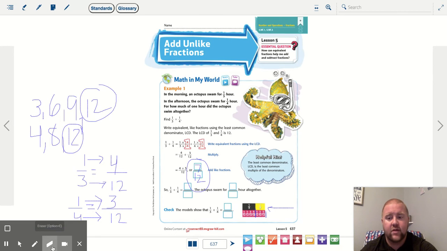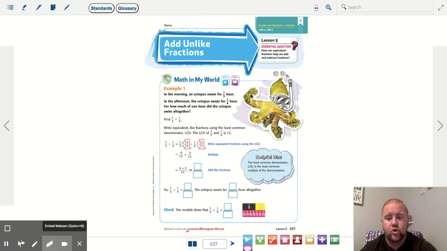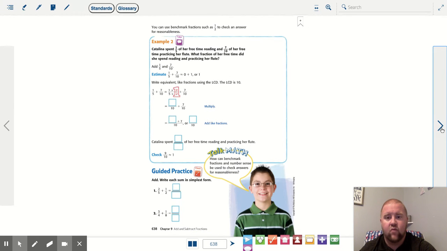All right, so I'm going to erase this page and I'm going to move us on to another example, which is right here.